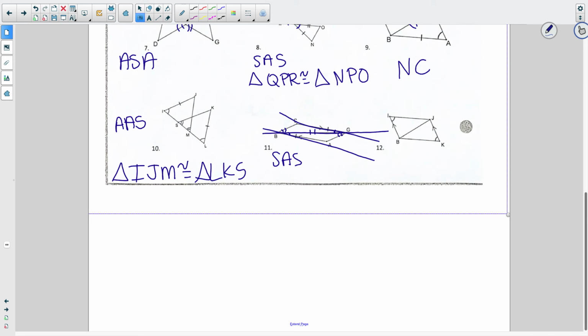All right, so when you write this, you're going to write something like BCG is congruent to GAB.